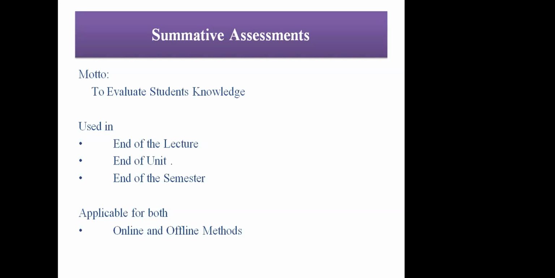Once again, summative assessment is the third type of pedagogy method. In pedagogy, three methods are available: formative method, interim method, and summative method. Formative means at the beginning of the lecture, you are using some method; that is called the formative method. Interim means in between the lecture, we are using some method; that is called the interim method. Summative means at the end of the lecture, we are using some pedagogy method. That method is called summative assessment.